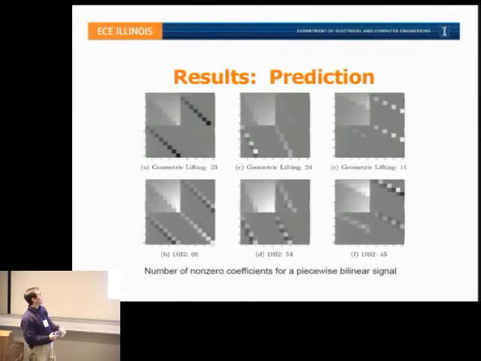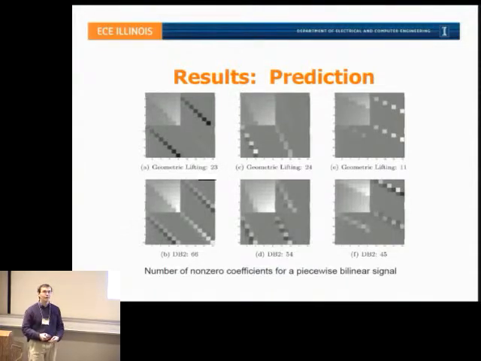So the leftmost column, my transform, geometric lifting, is on the top. There are 23 non-zero coefficients in the detail bands. Compare that to the Daubechies 2 wavelet on the exact same signal, which had 66 non-zero coefficients in the detail bands. So this is a 3 times reduction in the number of coefficients.